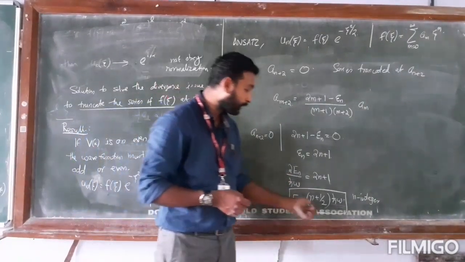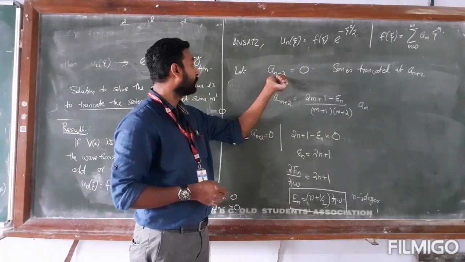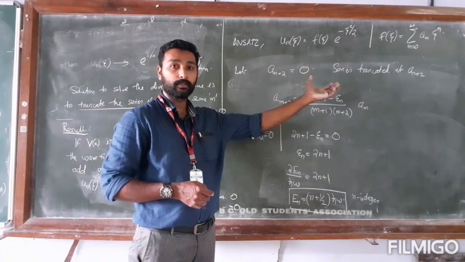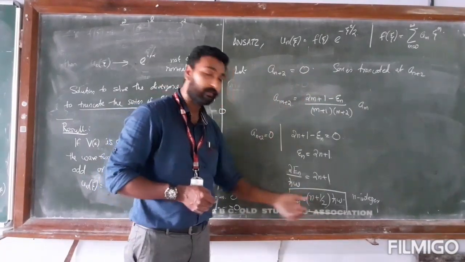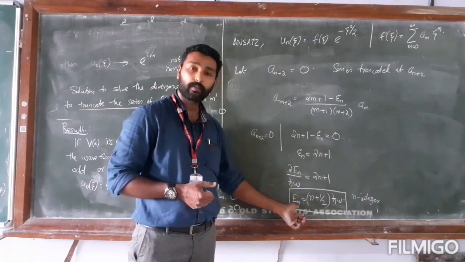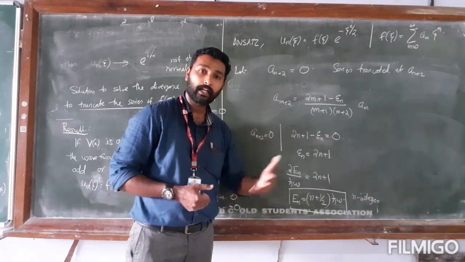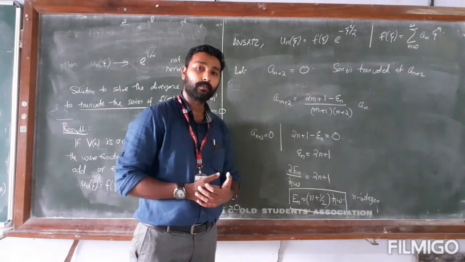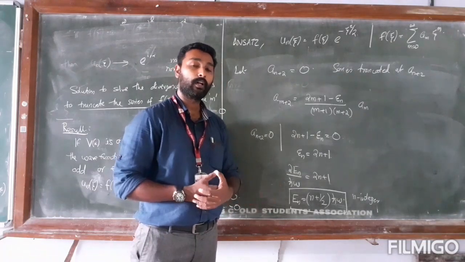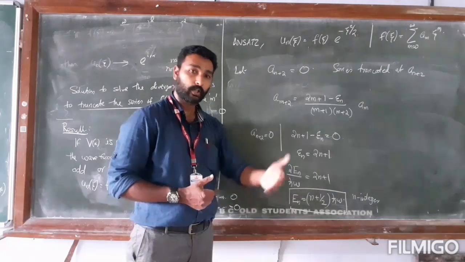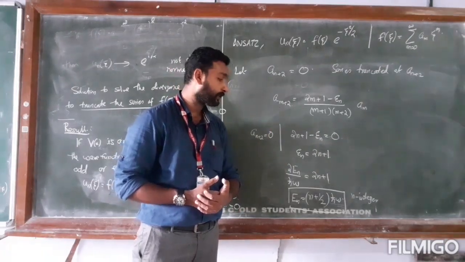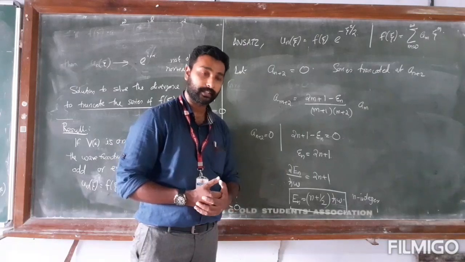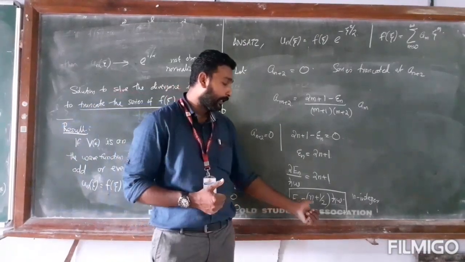And what is the lowest value for n? The lowest value for n corresponds to a_{n+2}, that is a2, being 0. That is the lowest possible truncation. So the lowest possible value for n is 0, and the lowest possible energy would be half h cross omega. That means a harmonic oscillator in quantum mechanics always has a lowest possible energy, which is half h cross omega. It cannot go below that. You cannot reduce the energy of the oscillator below half h cross omega, and this half h cross omega is called the zero point energy. And moreover, the energy becomes quantized.